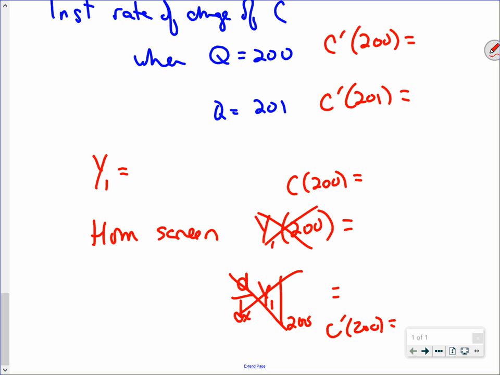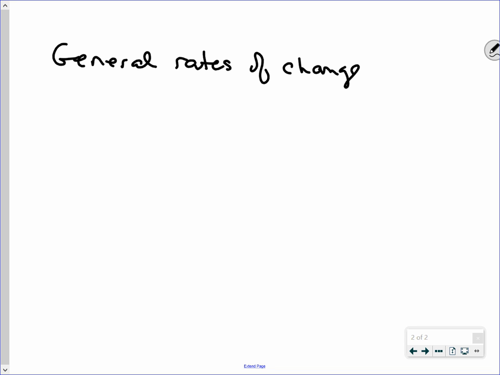Okay, so that's instantaneous rates of change versus average rates of change. Okay, the second little mini topic is just a note about the general rates of change. It's all about rates of change. Okay? If I give you that V equals S cubed, I tell you that S is in feet, this is actually the volume of a cube.